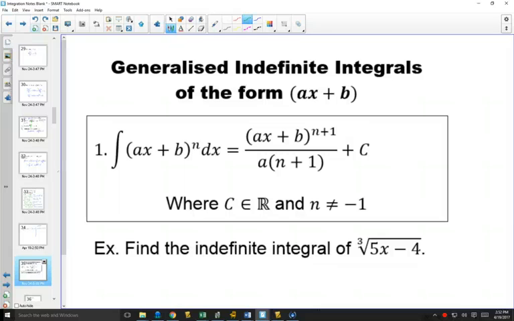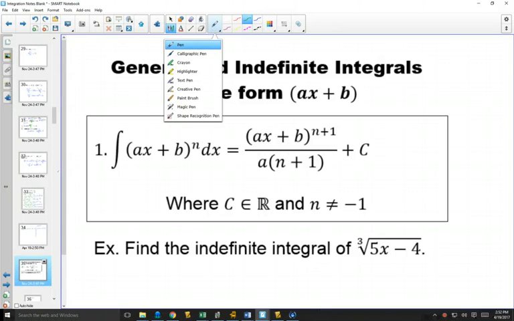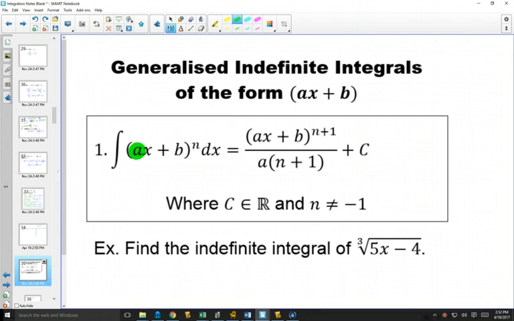If we look at the indefinite integral then, working backwards, if all of the derivatives have that multiply by a, the opposite of that, to work backwards, is a divide by a. So we notice that if you have the ax plus b, this whole thing, you're going to have to compensate for that by dividing by a.